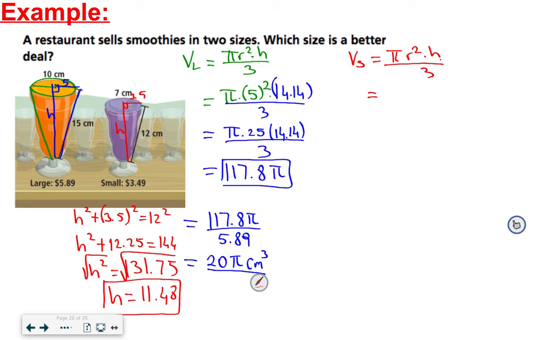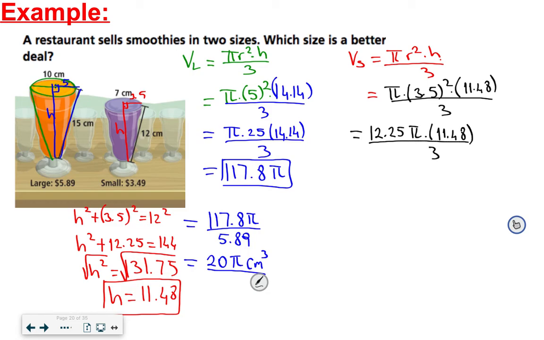Okay, let's substitute all the given information into the formula. Pi times 3.5 squared times 11.48 over 3. From here, if you calculate this, 12.25 pi times 11.48 over 3, you will get approximately 46.88 pi. This is the volume of the small smoothie.